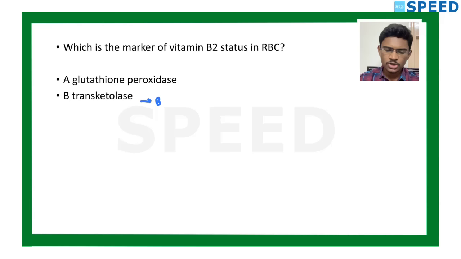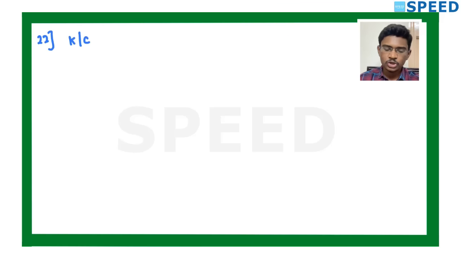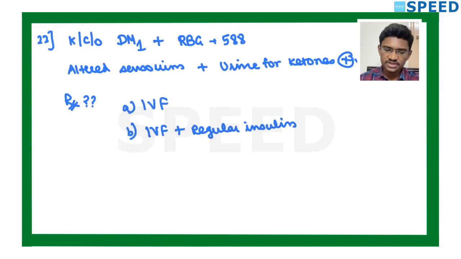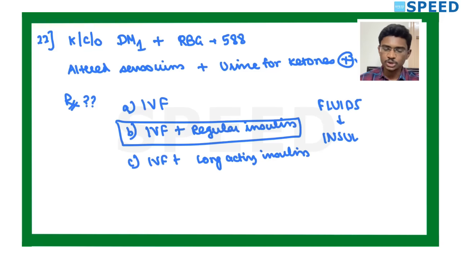Okay. Next, a known case of type 1 diabetes, random blood glucose 588, urine for ketones was positive, and the patient was having altered sensorium. So in this patient, what is the treatment? IV fluids alone, IV fluids with regular insulin infusion, or IV fluids with long-acting insulin? This is nothing but diabetic ketoacidosis, which is given in the question. In DKA, first treatment should be to wash off the ketones. You will be giving lots of fluids along with insulin infusion, which is nothing but the regular insulin which is used.